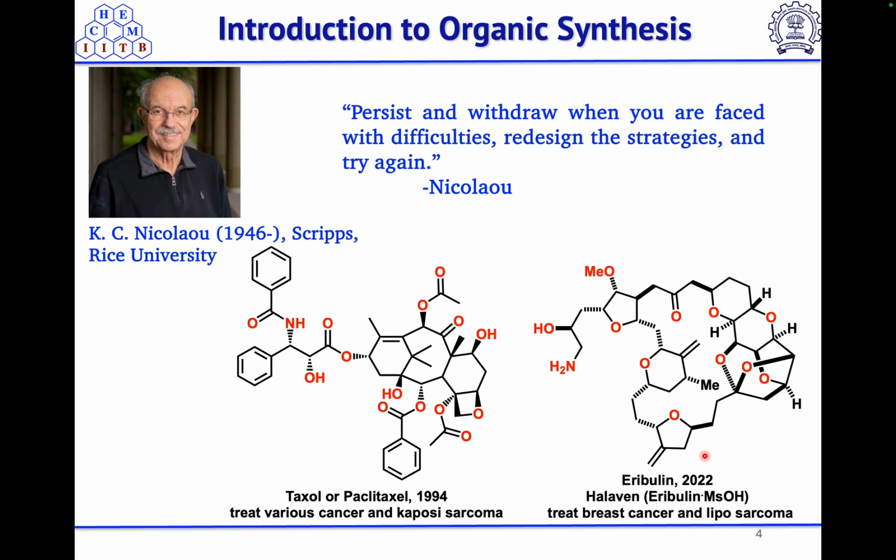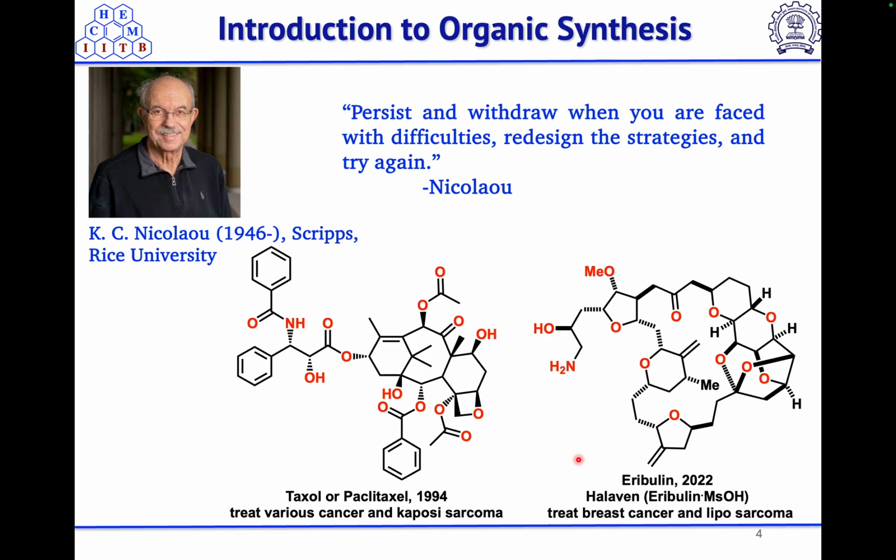There is a story behind the synthesis of eribulin. It is not a natural product, rather it is a synthetic drug. If you see the drug analog, Halaven is the commercial name. It is basically the mesylate salt of eribulin, NH2 dot methane sulfonic acid, MsOH. Commercially, Halaven is used to treat breast cancer as well as liposarcoma. So eribulin is not a natural product, rather it is a synthetic drug.